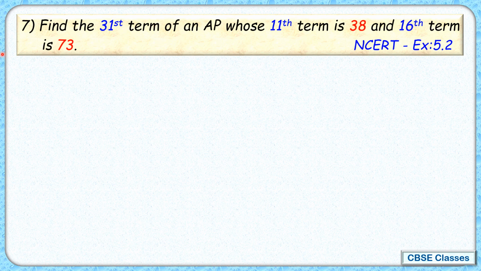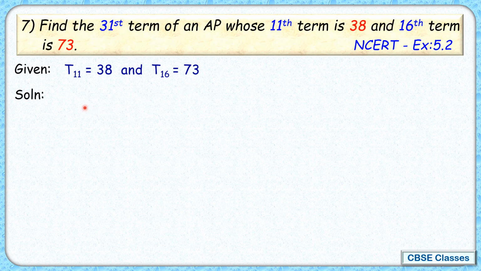Let's discuss the seventh question, where given is in a particular AP the 11th term is 38 and the 16th term is 73. Using this data, we have to find what is the 31st term in this AP. So again we'll start with what is given to us, that is T11 is 38 and T16 is 73. Let's check the solution.